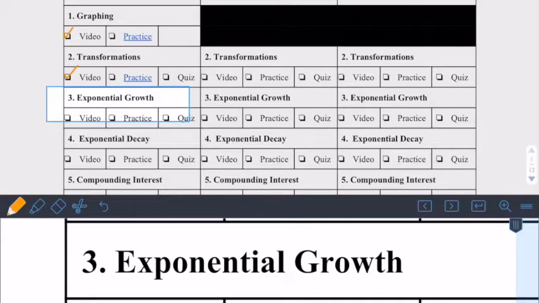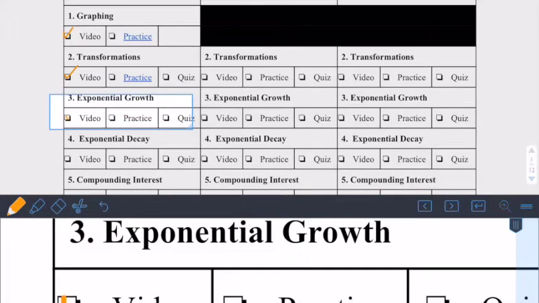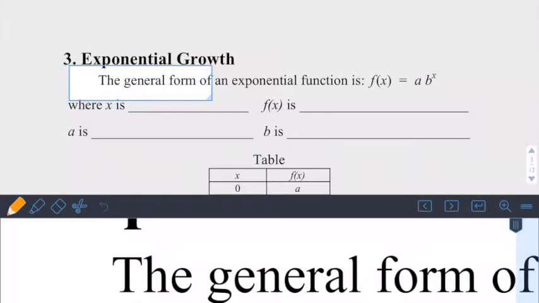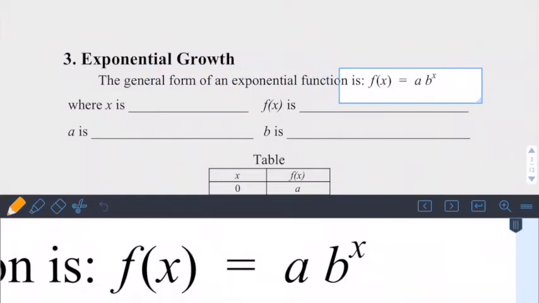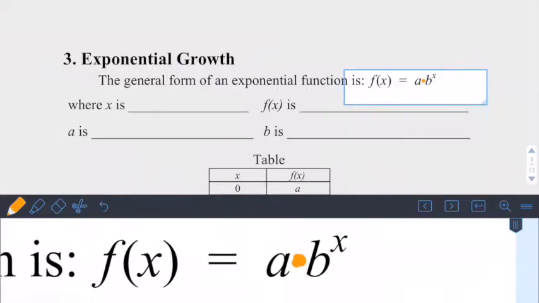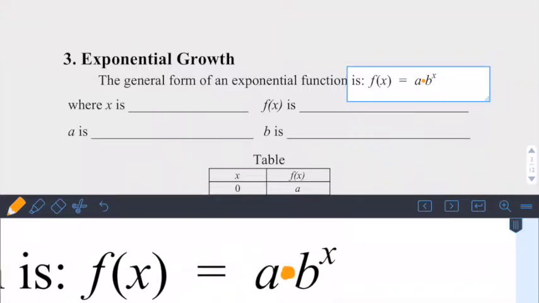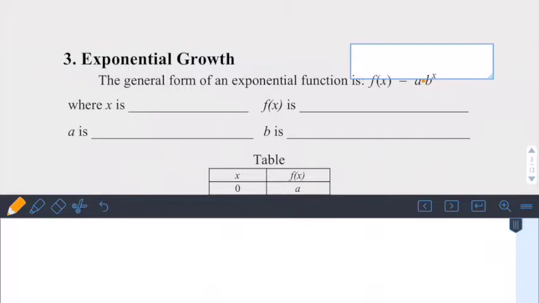This is Tier 1 Lesson 3, Exponential Growth. The general form of an exponential function is f of x equals a times b to the x power. So this is the form we've been looking at in the transformations. We said b was 2.